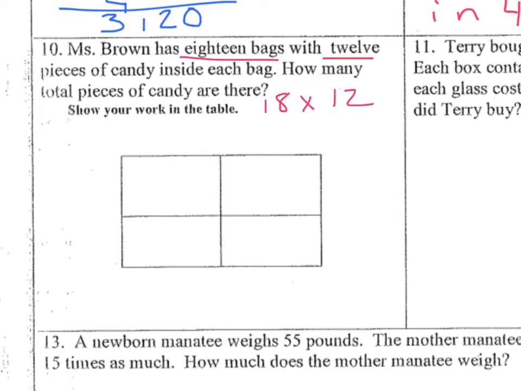Well, we need to then break apart that 18 into 10 plus 8, and then we're going to break apart that 12 into 10 and 2. So we're just kind of expanding them out like an expanded form. Now what we have to do is we just have to finish up by finishing our array.